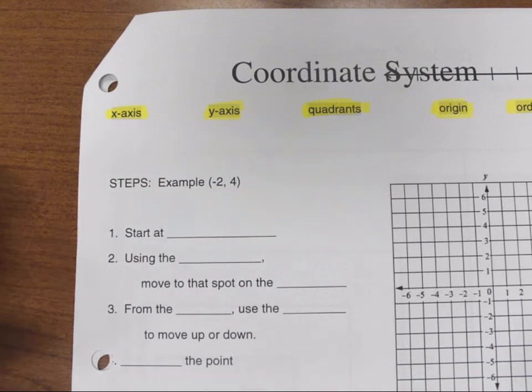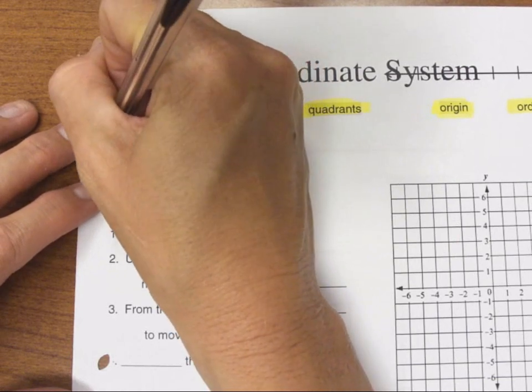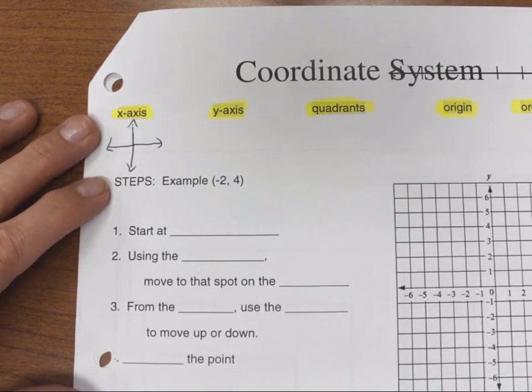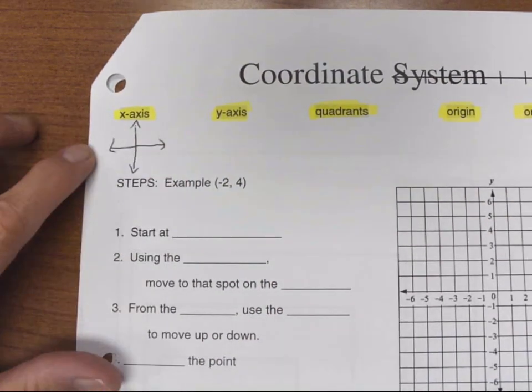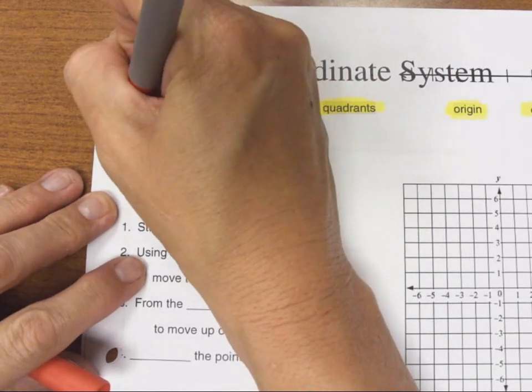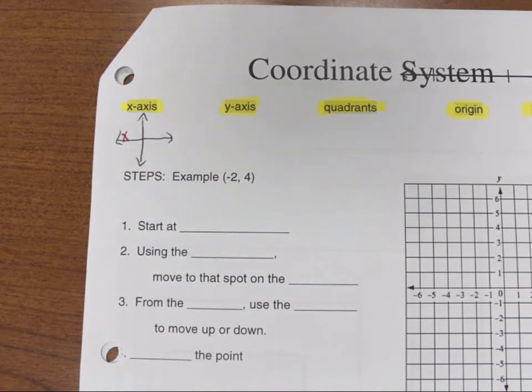X-axis. So if you have your coordinate plane, the x-axis is the horizontal line right here. So let me get another color. This is your x-axis. All right.